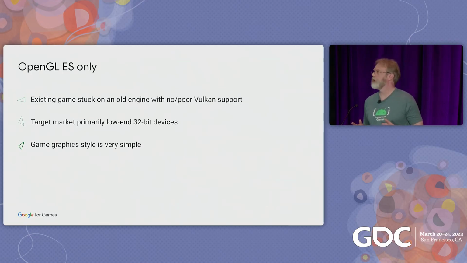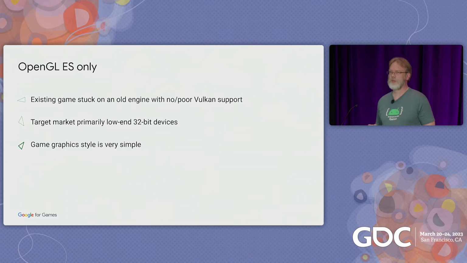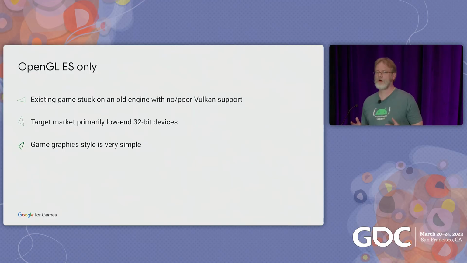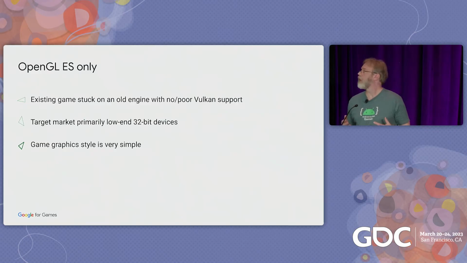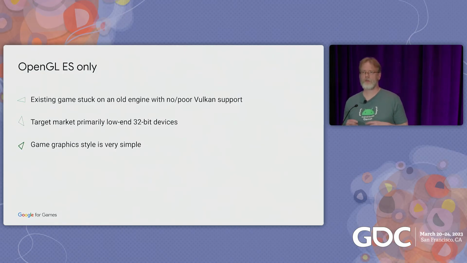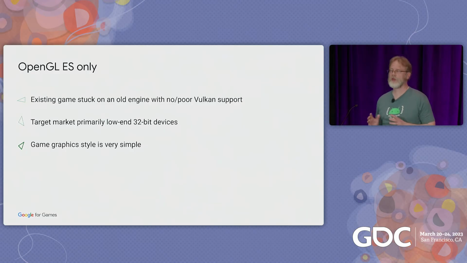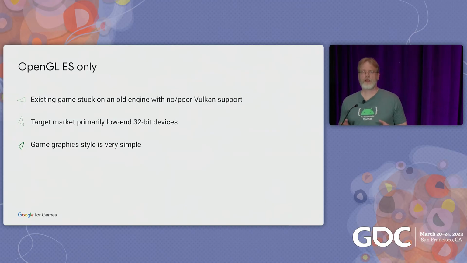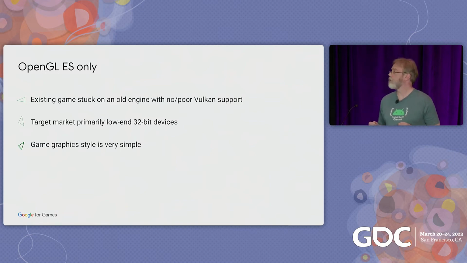OpenGL ES only is still going to make sense for a lot of developers, and it may seem strange when we talk of the benefits of Vulkan versus OpenGL ES, but it's not always going to make sense to support Vulkan. A lot of game developers may have an existing game on an older engine with no support or poor Vulkan support, and it may be simply prohibitive to add that to the engine, either from engineering resources or the cost benefit simply may not make sense. You may have a game targeted primarily at lower-end 32-bit devices, in which case Vulkan support may be limited and you're not really going to see any benefit on those devices.